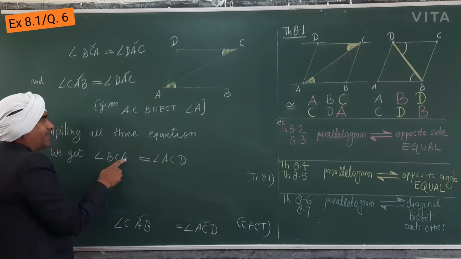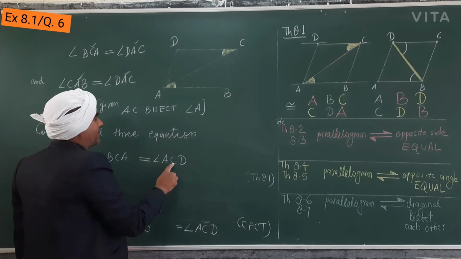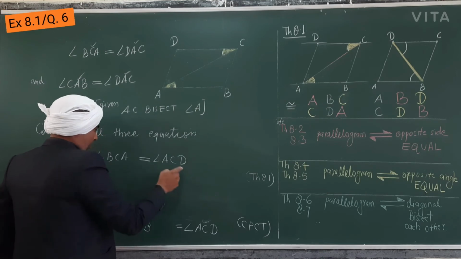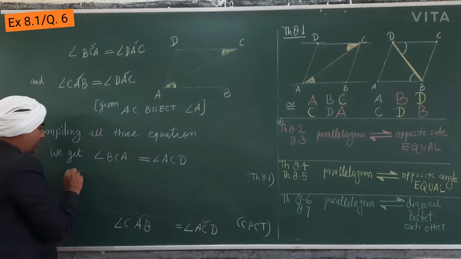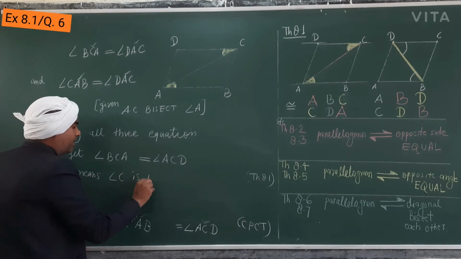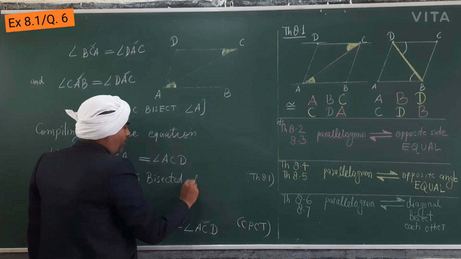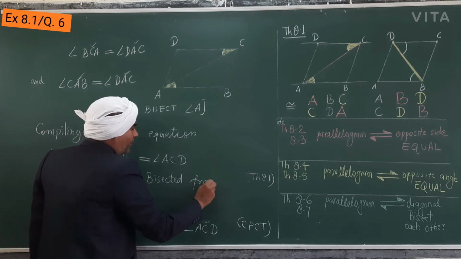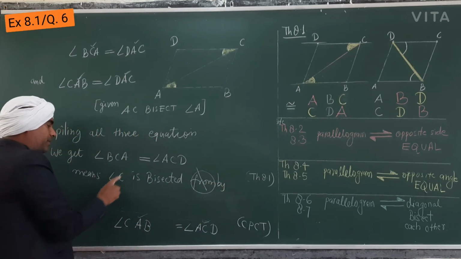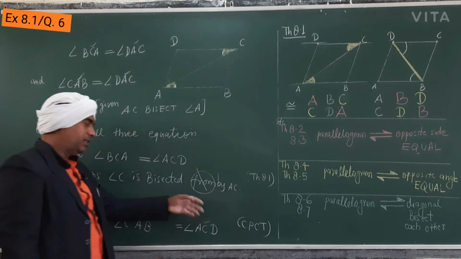You can see BCA equal to ACD, means these two angles are equal, means angle C is bisected by diagonal AC. If this is equal, means angle C is bisected by AC. Okay, so this has been proved, first proved.